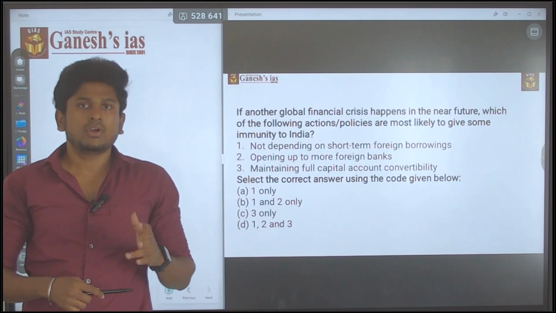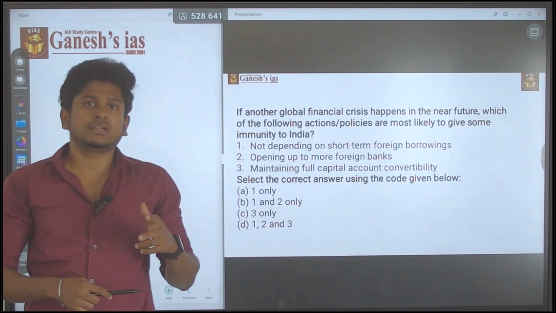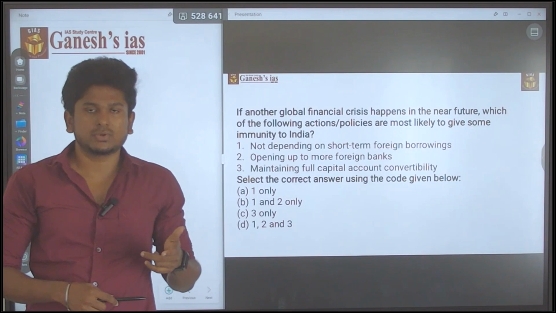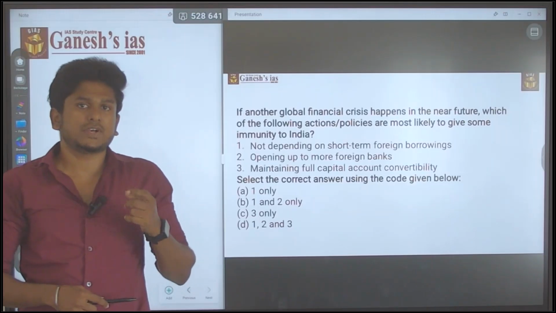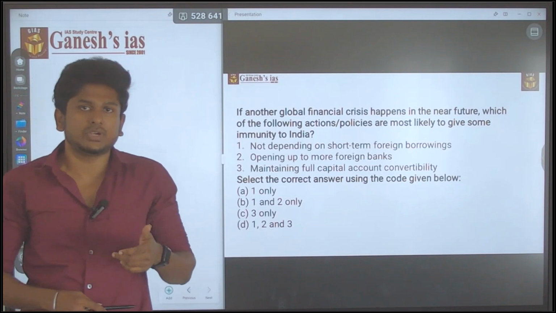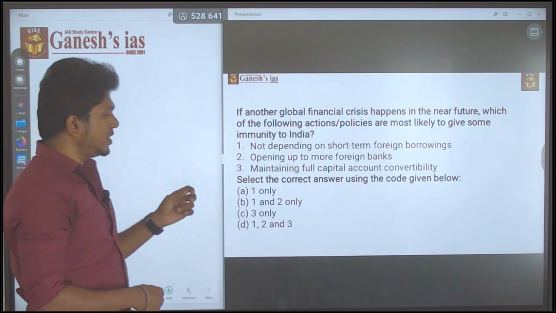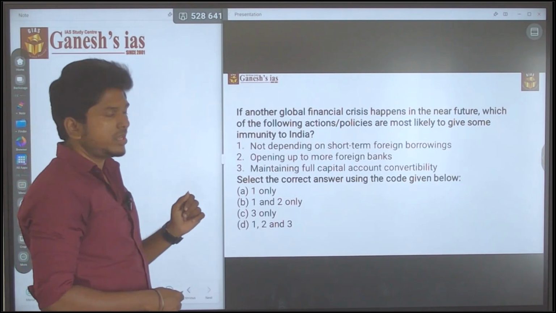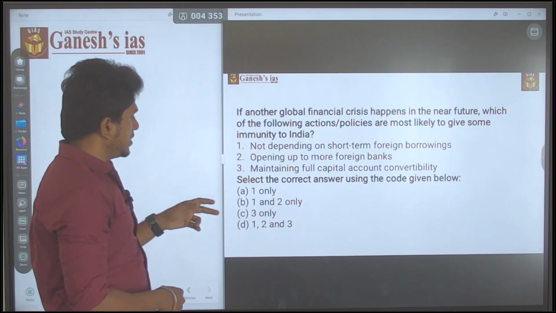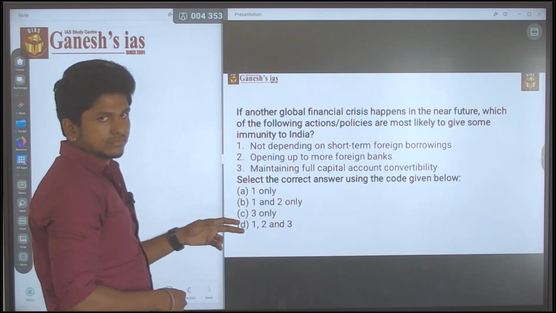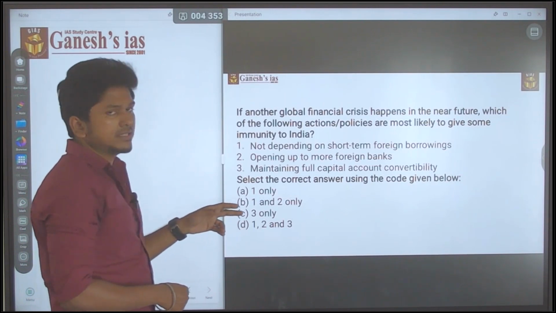So the first thing is not depending on short term foreign borrowings. Not dependent on any short term foreign borrowings. That is the first thing you have to maintain as certain immunity. So statement 1 is actually true. By that you can eliminate 3, which means you can eliminate statement C.